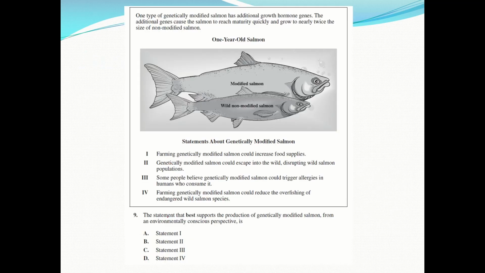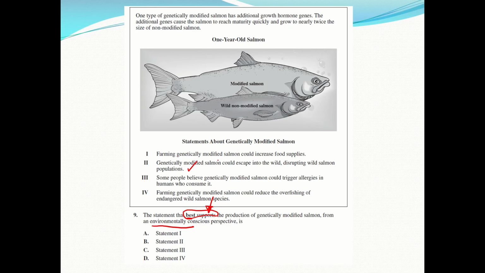right? This one here, the statement that best supports the production of genetically modified salmon. So this is important because lots of people get the right answer when we're talking about environmental, but remember that it's saying support. So lots of people pick genetically modified salmon could escape into the wild, disrupting. Yes, that's an environmental one.